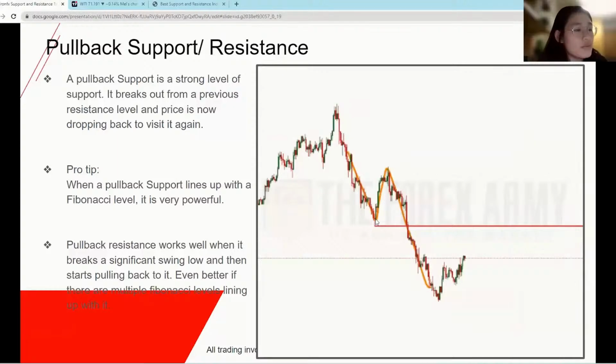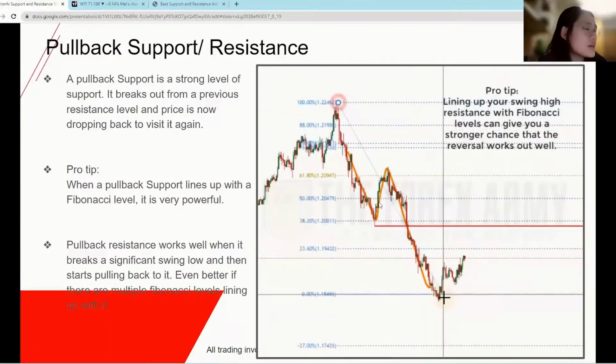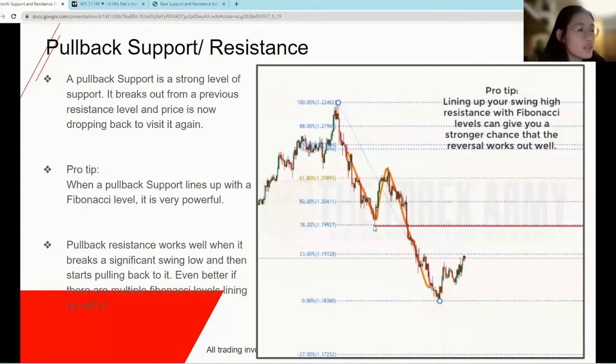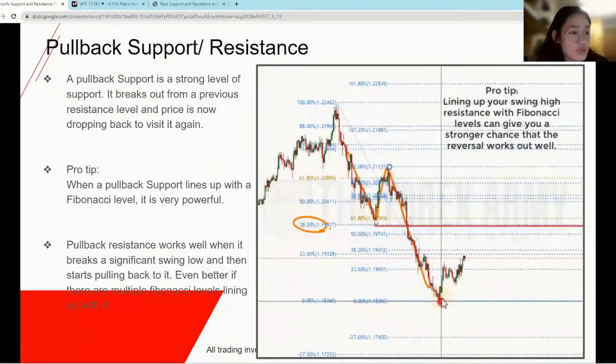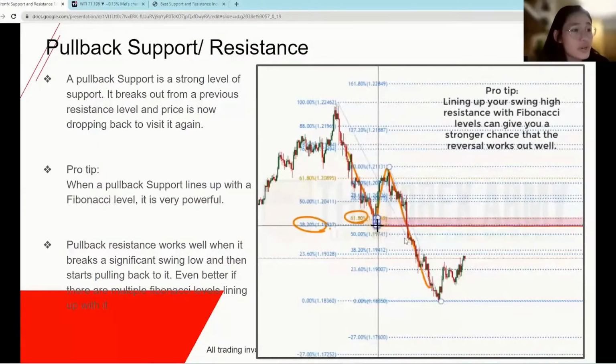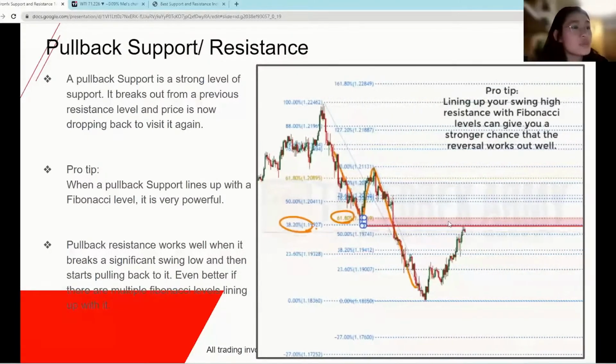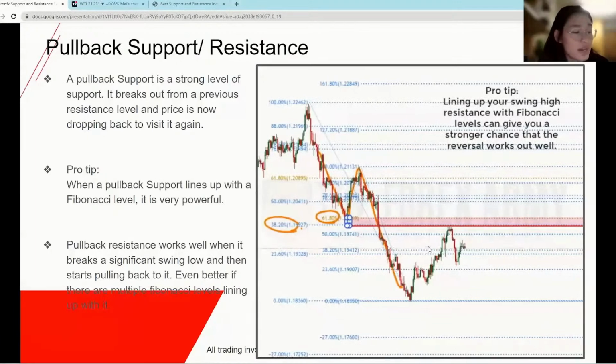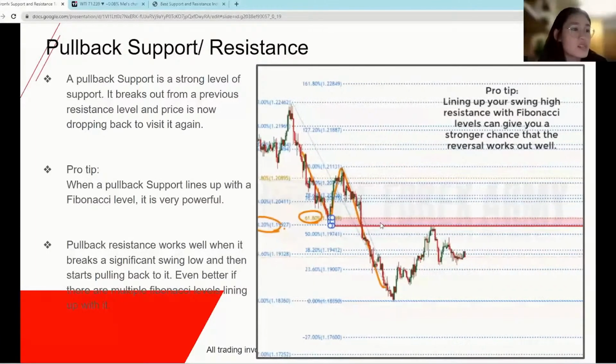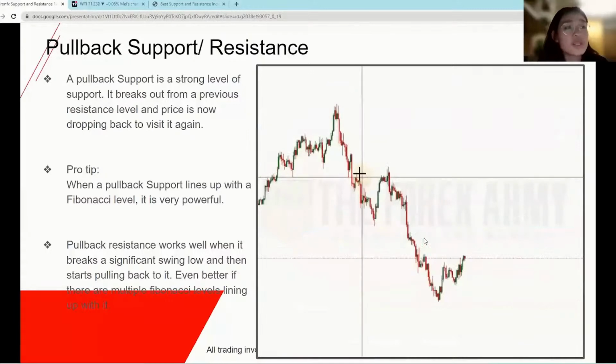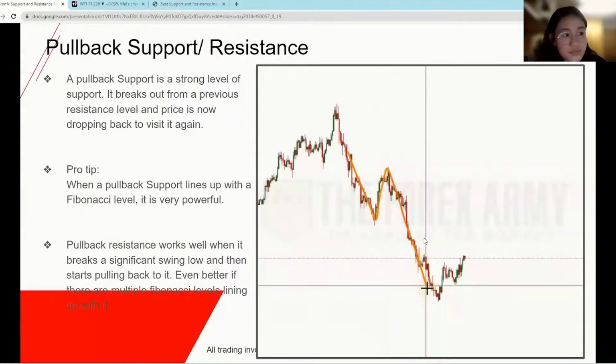So you can see we have a pullback resistance here. The reason why it's a resistance is that there is a swing low here. Price has bounced off of this level and it's reversed and broken this support level. Once it breaks this level, it is now a resistance. Why do we call it resistance even though price hasn't reversed back yet? It's because we're expecting price to reverse back to it. That's why we call it a pullback resistance.